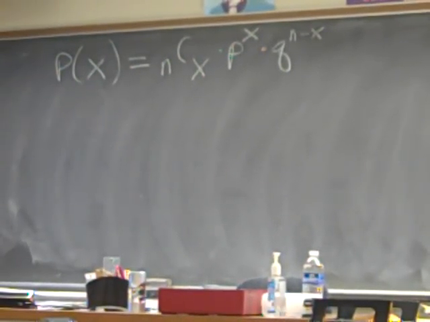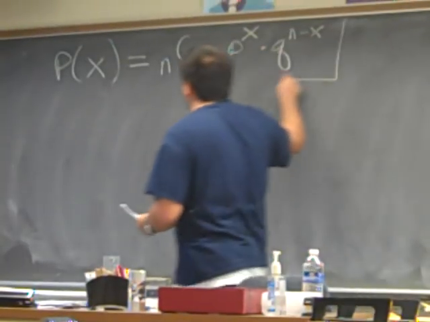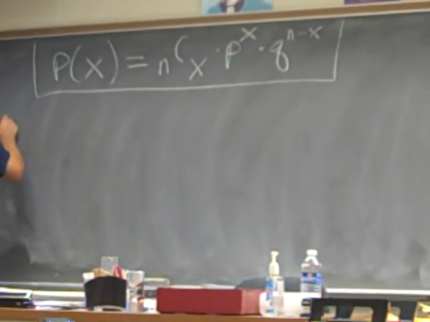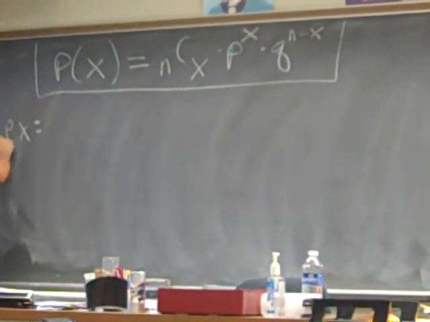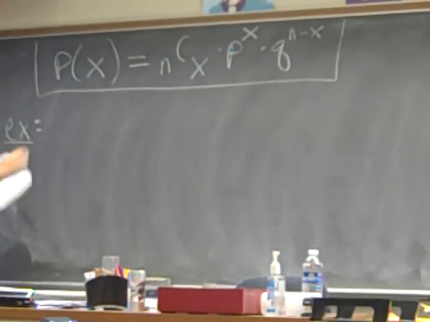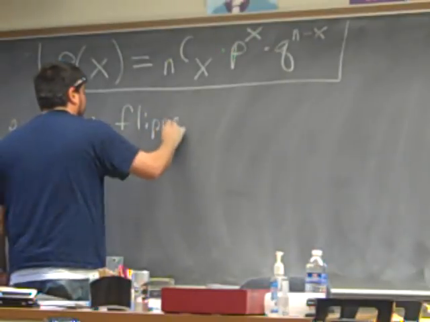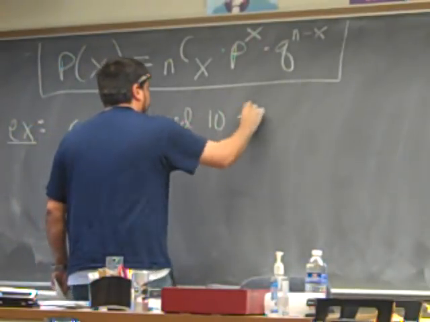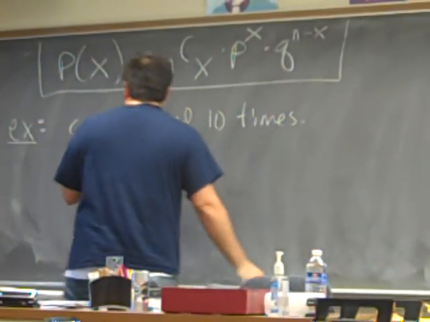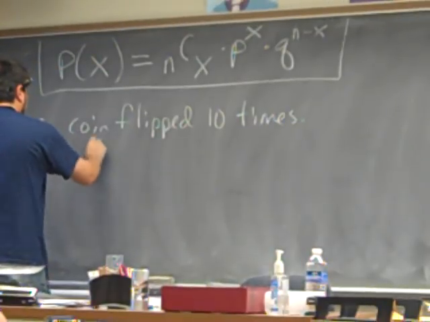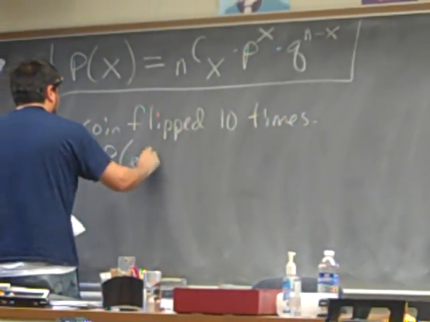Is that it? So, that's it. That's the formula. Here's how a problem would typically look. Let's say we flip a coin 10 times. What is the probability of getting exactly 6 heads?